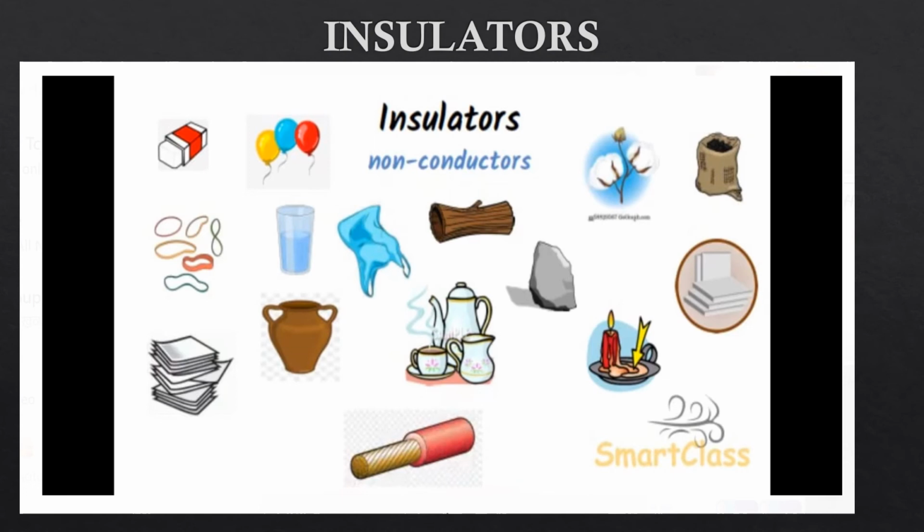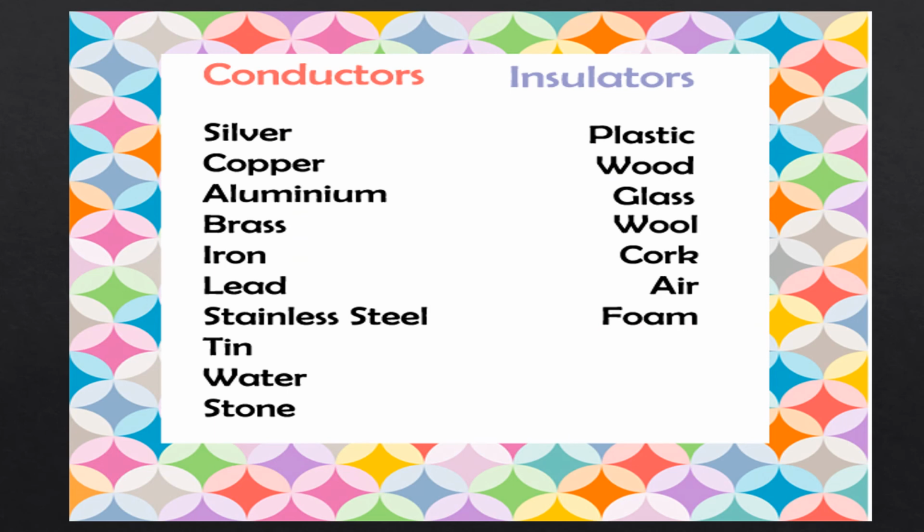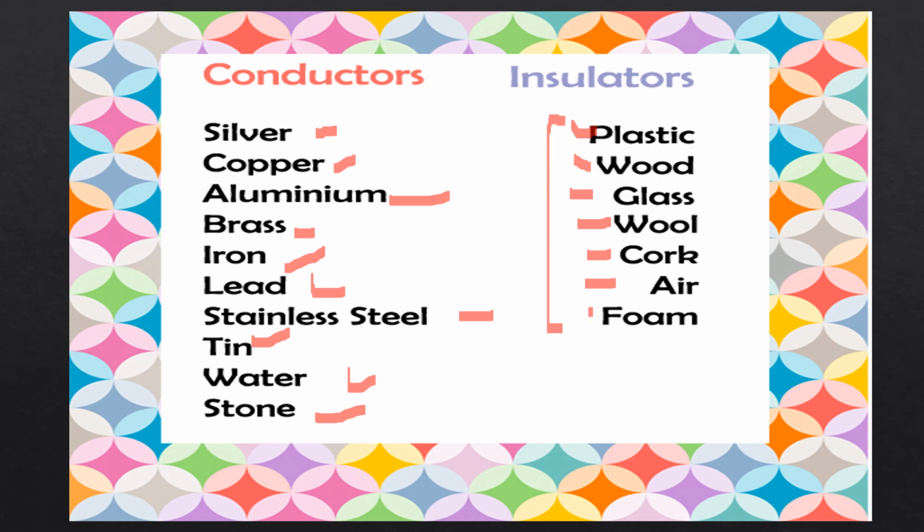So in short we can say that conductors are materials through which electric current can flow and insulators are materials through which electric current cannot flow. Some conductors are silver, copper, aluminium, brass, iron, lead, stainless steel, tin, water, stone. And some insulators are plastic, wood, glass, wool, cork, air and foam. These are the different examples of insulators and these are the different examples of conductors.